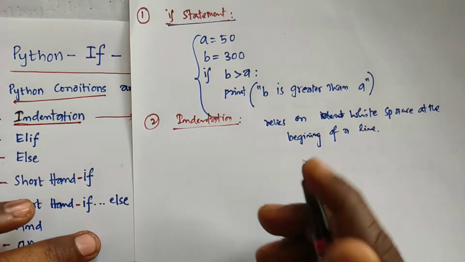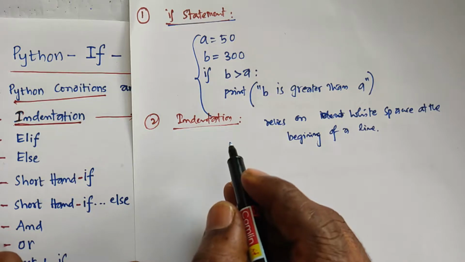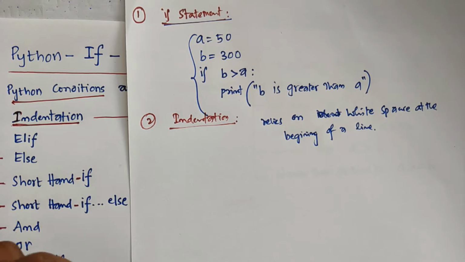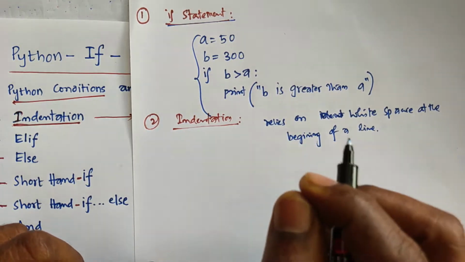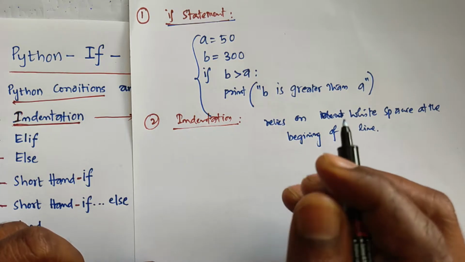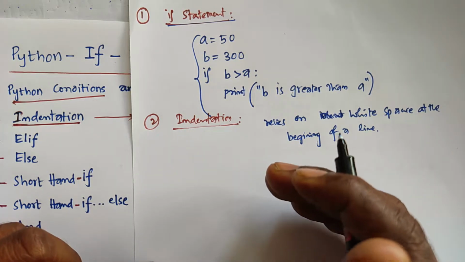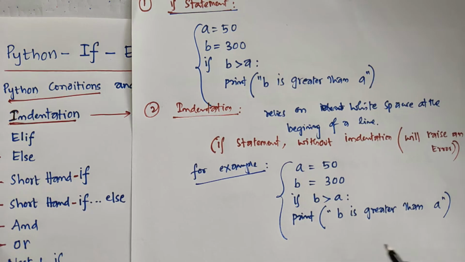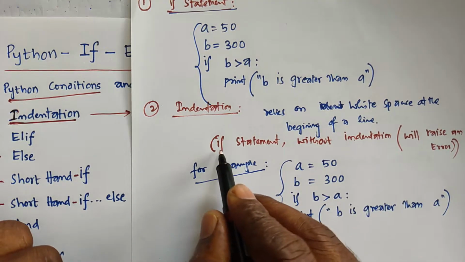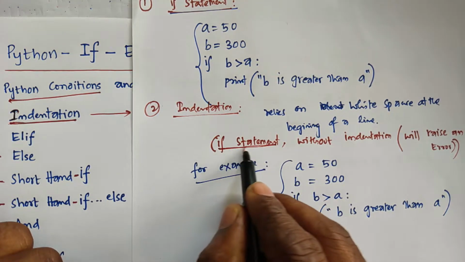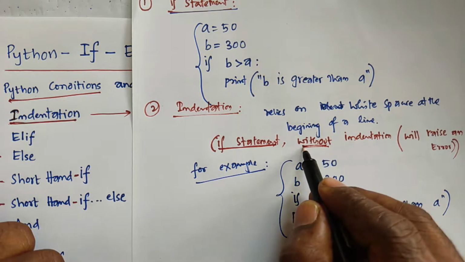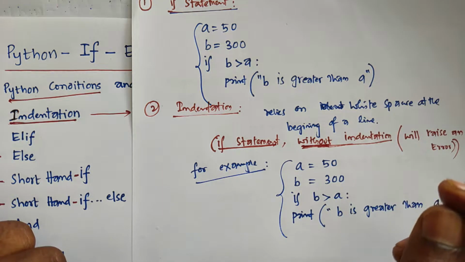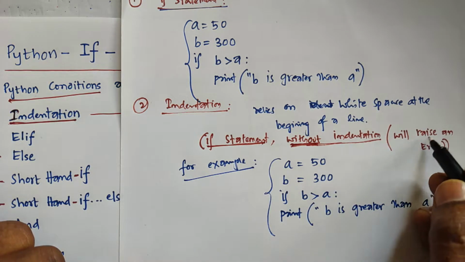For example, an if statement without indentation will give an error. Indentation means you have to give a white space after completion of the first line of the if statement. So after completing the if statement, you have to give one white space. Without indentation, it will raise an error.